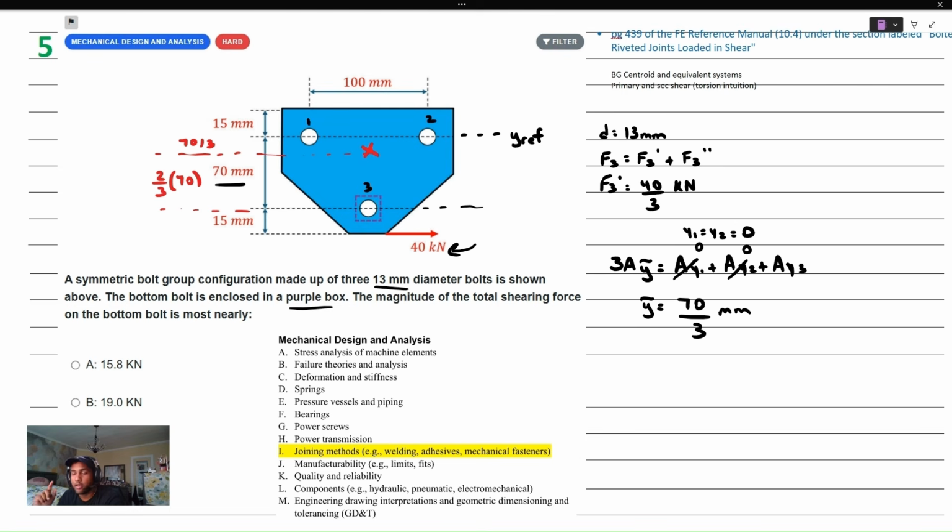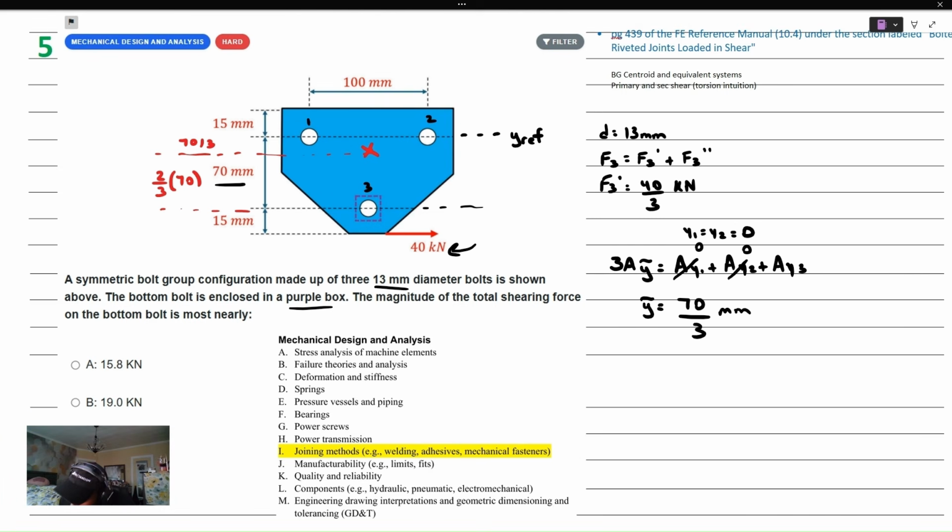So if you think in your mind of the equivalent system that we would need to create, we need the moment produced by the original system equal to the moment produced by the new system that we're going to create, where this 40 kilonewtons is going to be placed at the centroid of the distribution. Now, the total load must be the same. The sum of the forces has to be the same. The sum of the moments has to be the same in both of the systems.